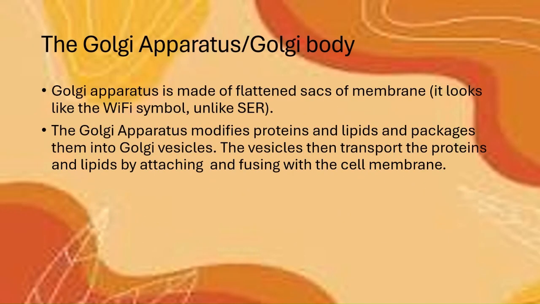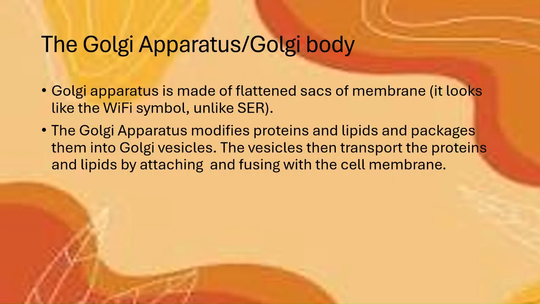So now the Golgi apparatus, which you guys should also definitely know. Once again, so many past paper questions. They usually come in 3 or 4 markers. The Golgi apparatus is made of flattened sacs of membrane, and if you look at labeling questions on past papers, it's usually in the shape of a Wi-Fi symbol, and it's also smooth like the smooth ER. So it's smooth like the smooth ER, but the difference is it's more like a Wi-Fi symbol than a random structure.